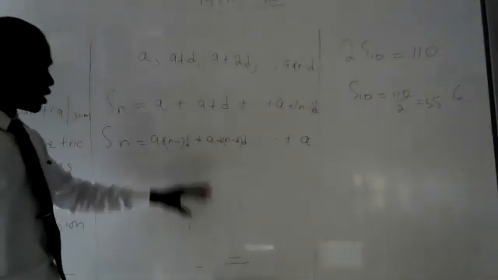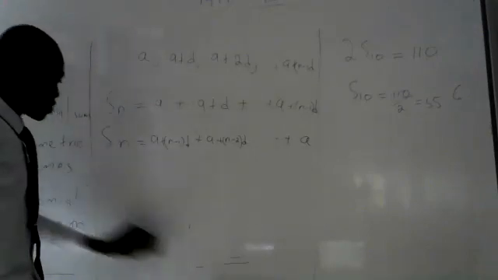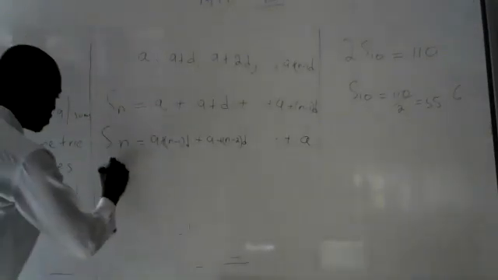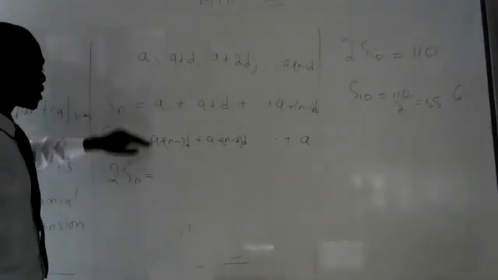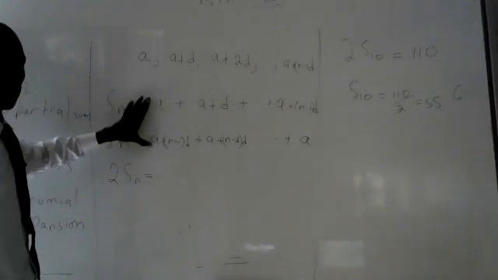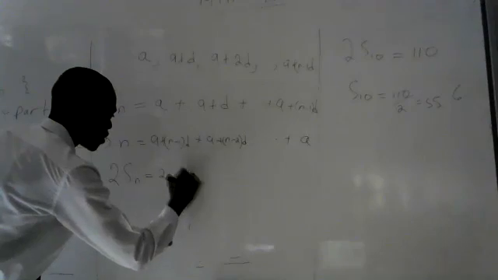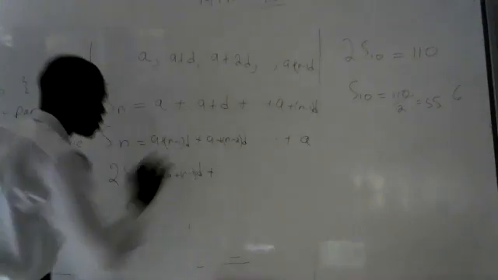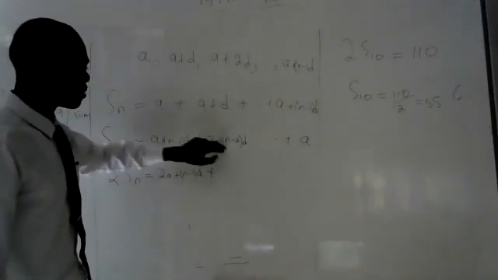Now, like we did in the previous example, we're going to add these terms vertically. So Sn plus Sn is simply twice Sn. Then take a plus a, and a plus (n minus 1)d. So a and a gives you 2a plus (n minus 1)d, plus, how about a plus d and a plus (n minus 2)d?